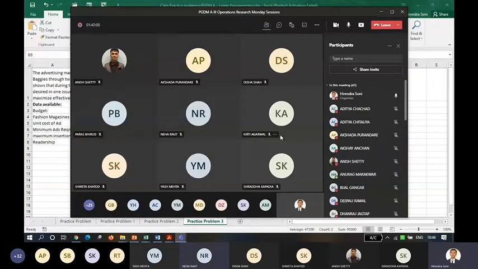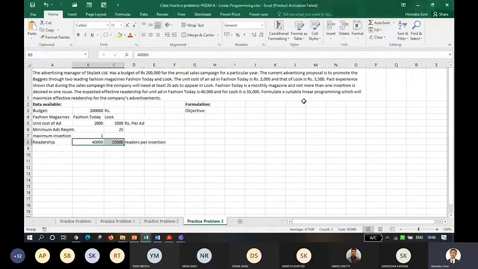Could you just repeat it one more time? See, what happens is, what is the objective here? Formulate a suitable linear programming model which will maximize effective readership. So you should reach as many readers as possible. So looking at it, for Fashion Today the readership is 40,000 when you put your ad, and for Look it is 55,000.